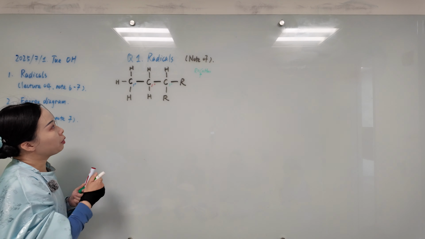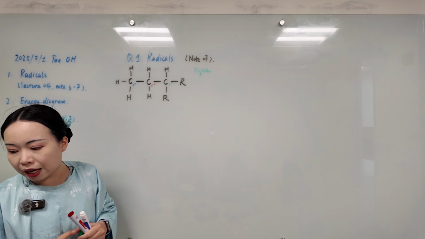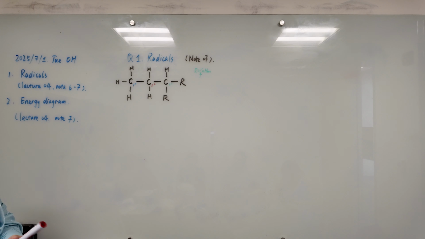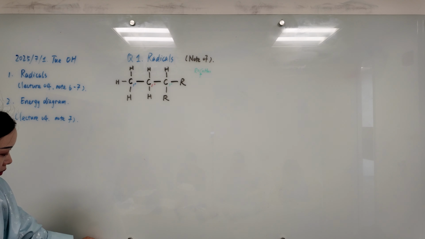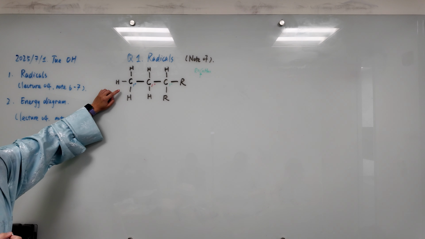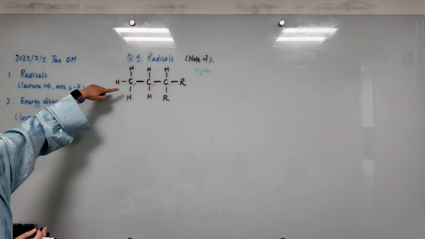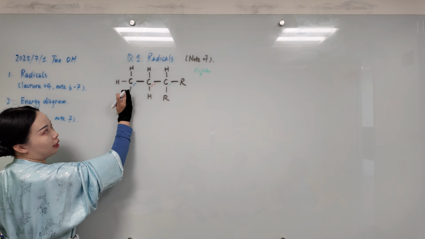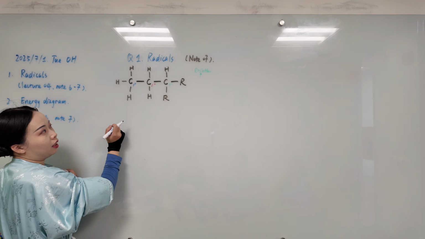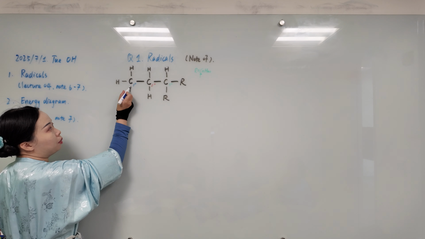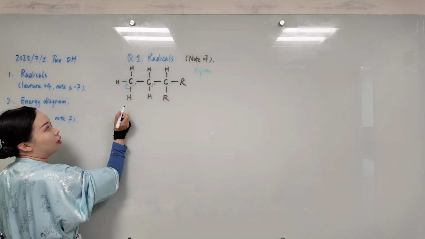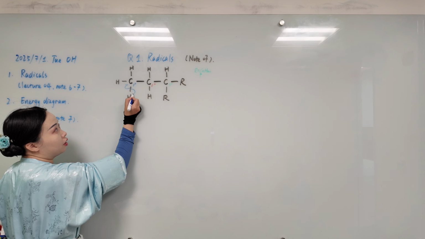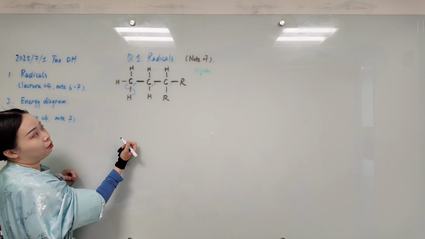Okay. So we're going to write a mechanism for how to break the bond and form a radical. If I'm going to break this bond, how is that going to work? It's going to be a single-ended arrow pointing to the carbon, and a single-ended arrow pointing to the hydrogen. That's how you break it.